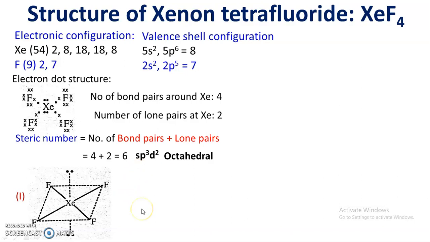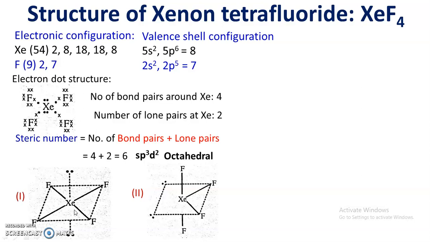Out of 6 corners of a regular octahedron, 2 corners are occupied by lone pairs of electrons, and 4 corners, the equatorial positions, are occupied by fluorine atoms. This is one possibility. Another possibility is that, out of 4 equatorial positions, 2 positions are occupied by lone pairs and the rest of the positions are occupied by fluorine. Out of these 2 structures, the first structure is stable.